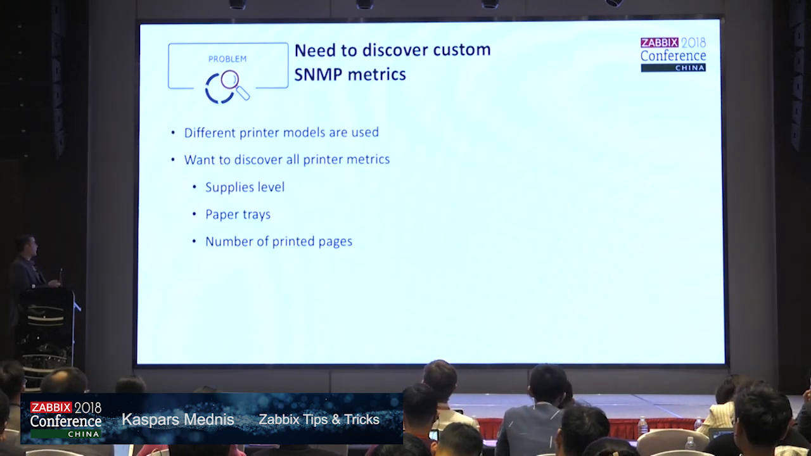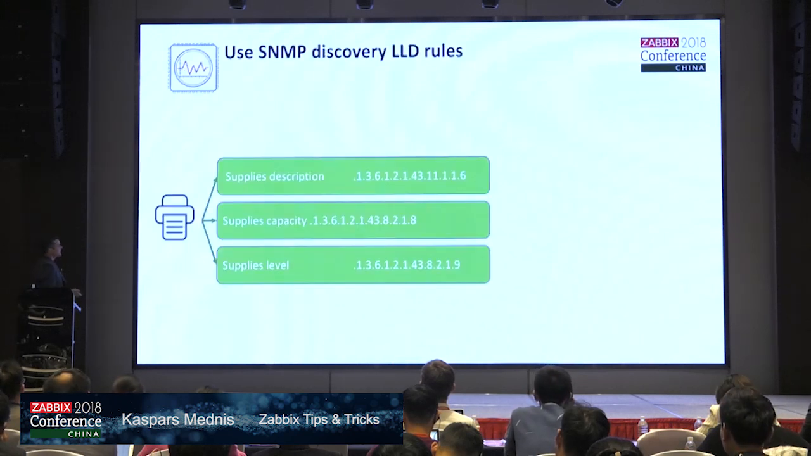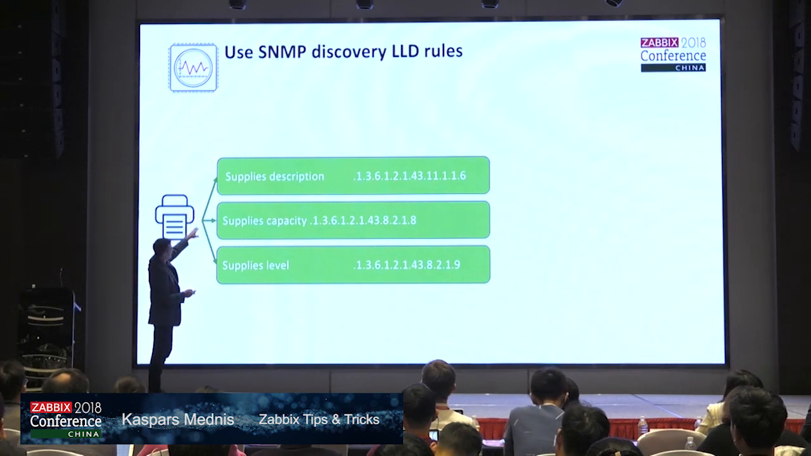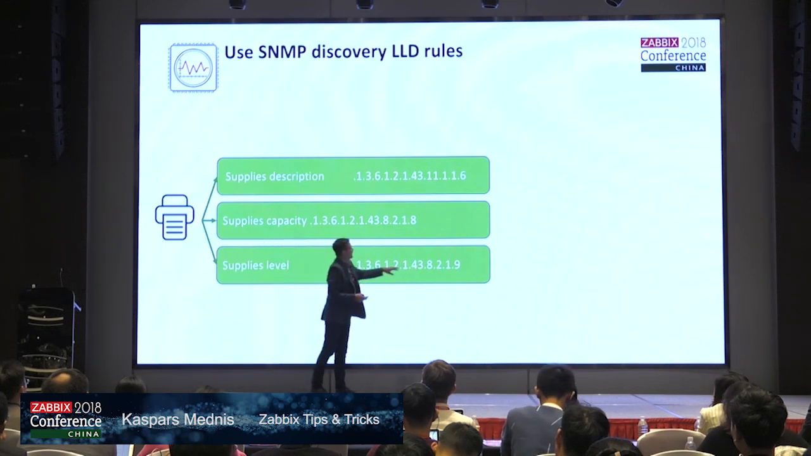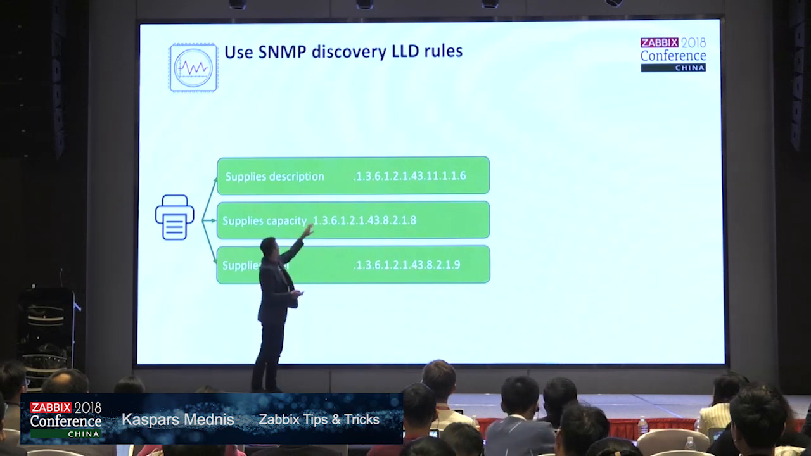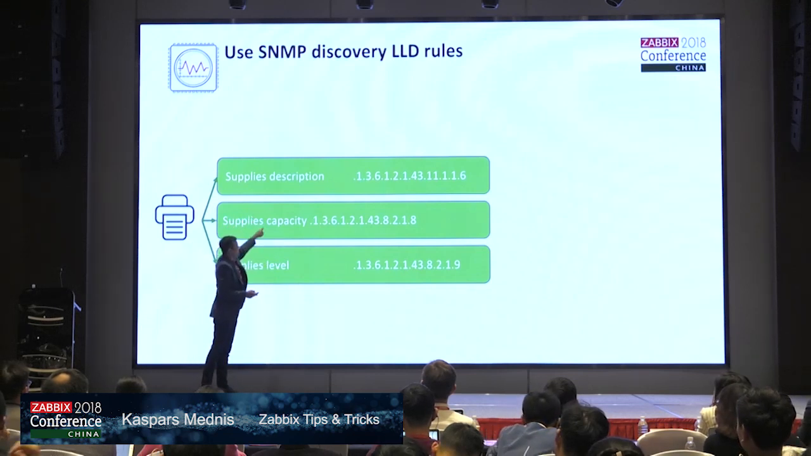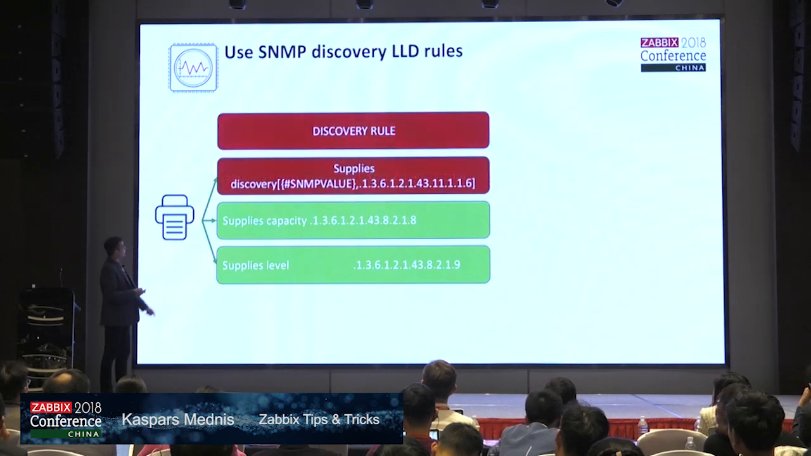So maybe you need to monitor printers. You want to monitor supply levels, paper trays, things like that. And the printer supports SNMP. Okay, let's start. This is a standard tree, and supplies description, capacity, and supplies level are stored in those OIDs. The trees have the same structure. If you have 4 supplies, it will have 4 entries here, 4 entries here, and 4 entries here. And from that, you can take the first one and create discovery rules.